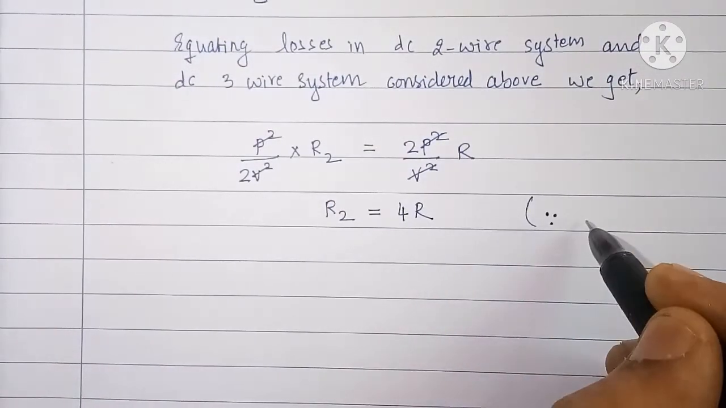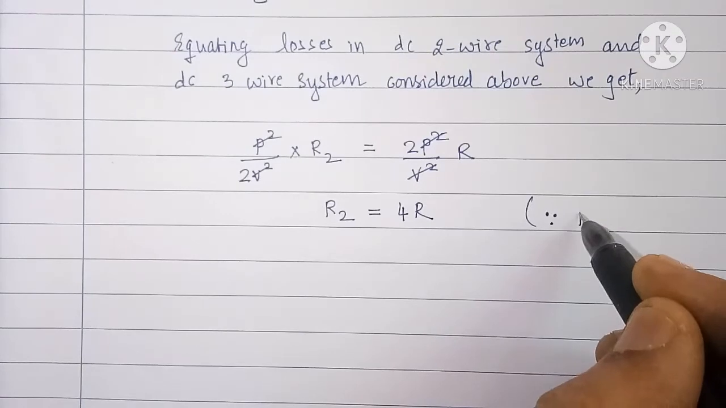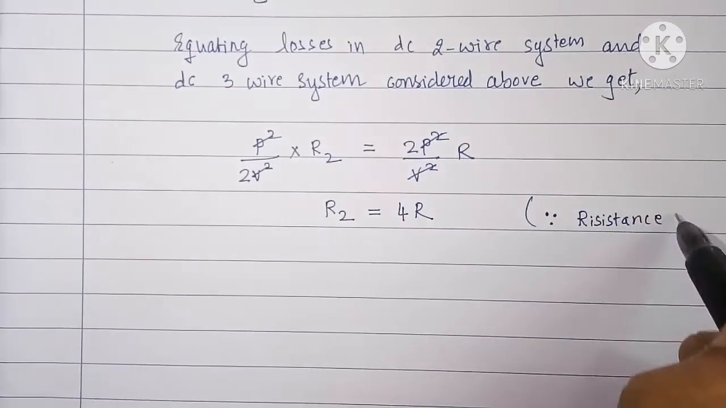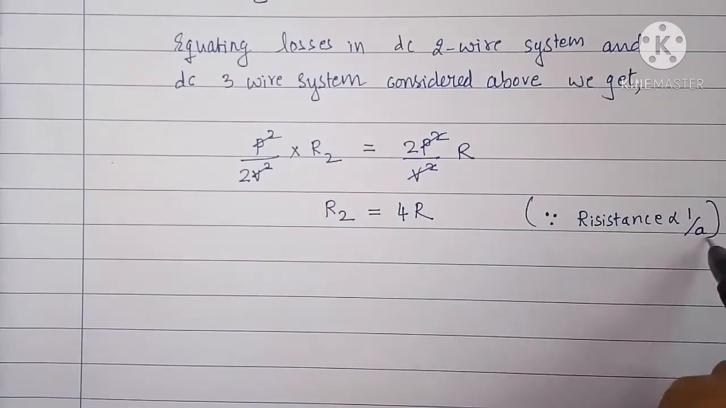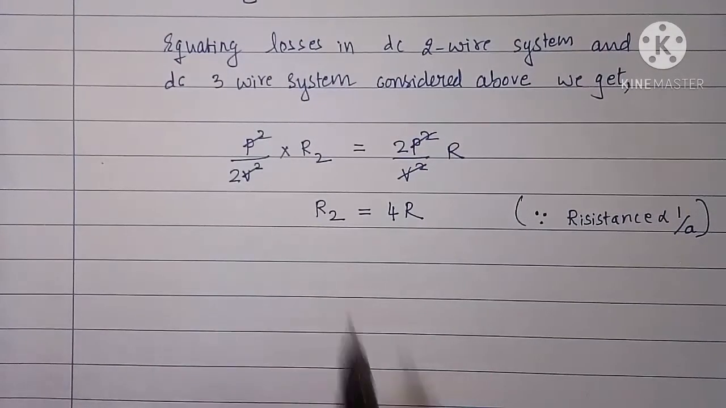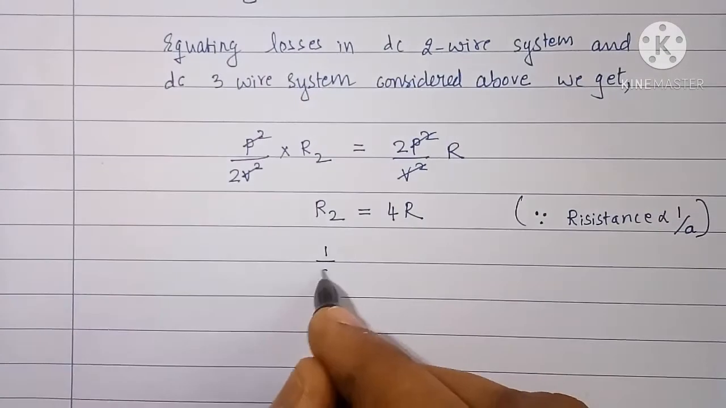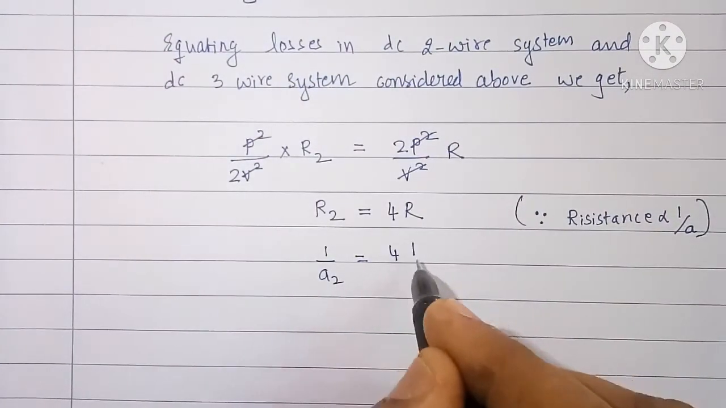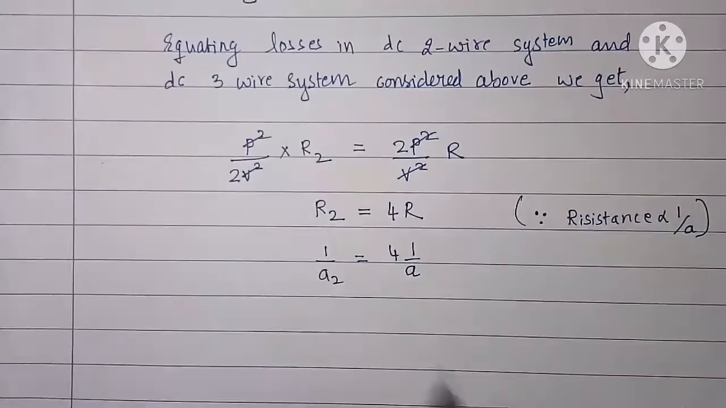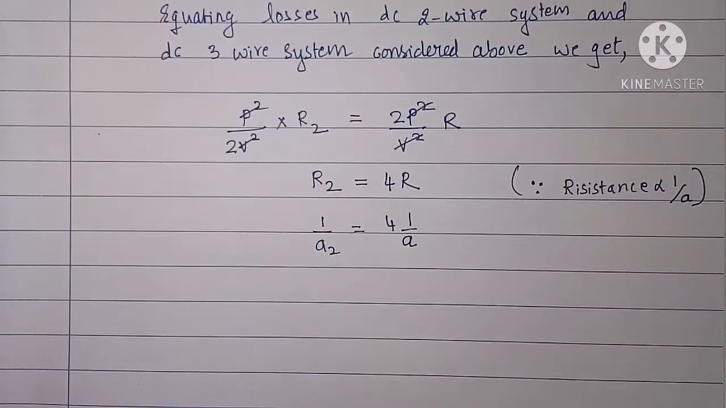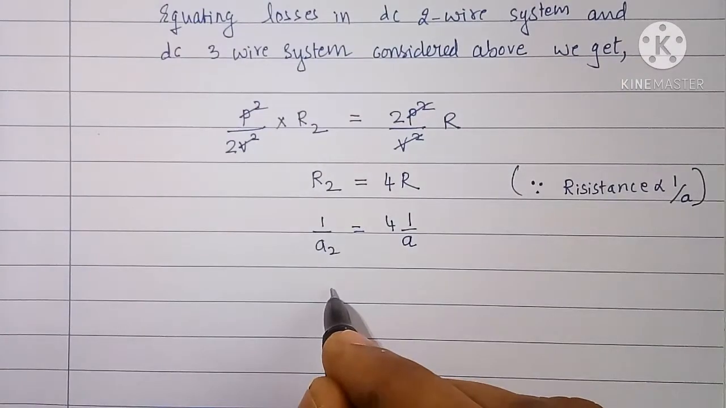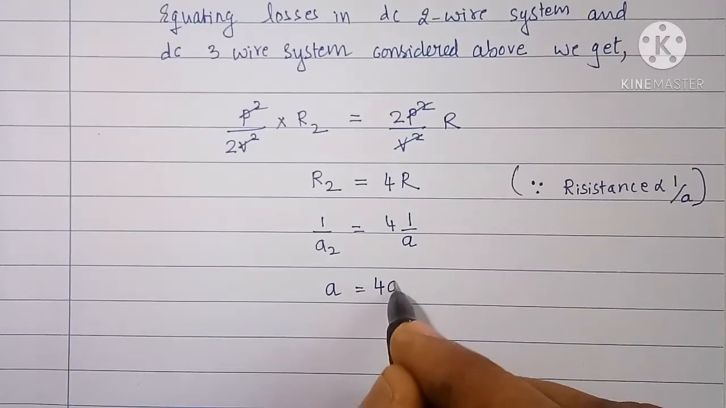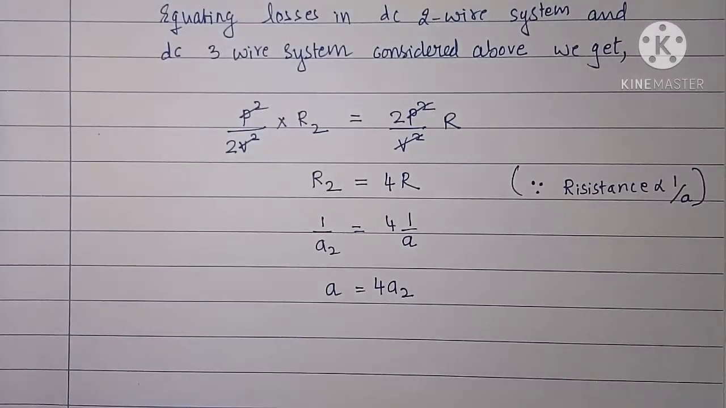since resistance is inversely proportional to area of cross section. We can write 1 upon A2 equal to 4 into 1 upon A, or A is equal to 4 times A2.